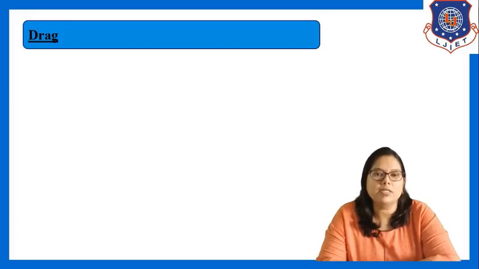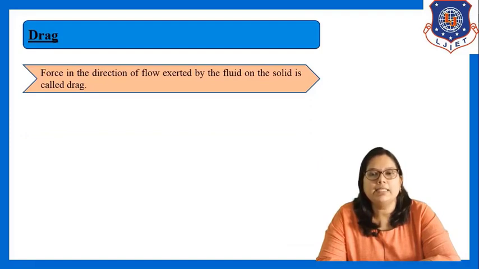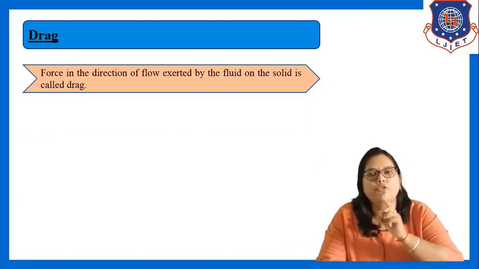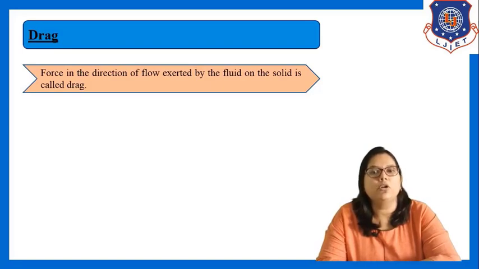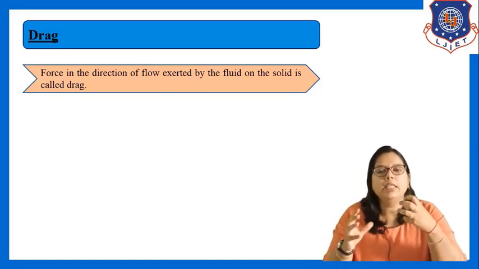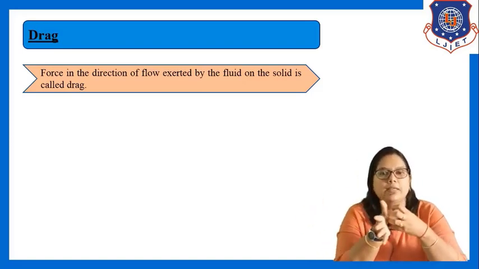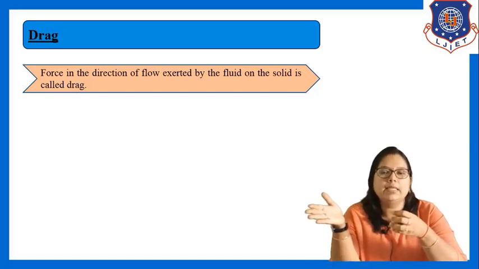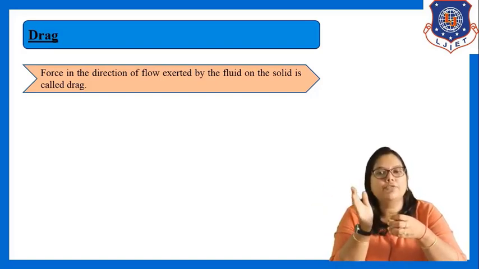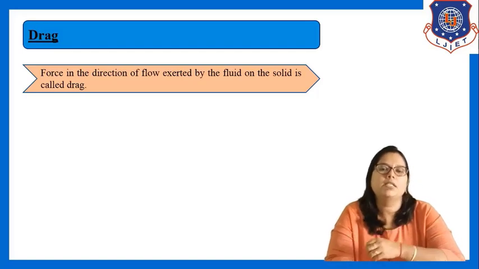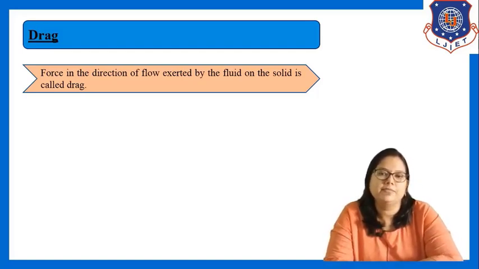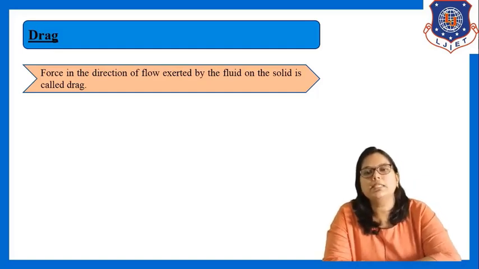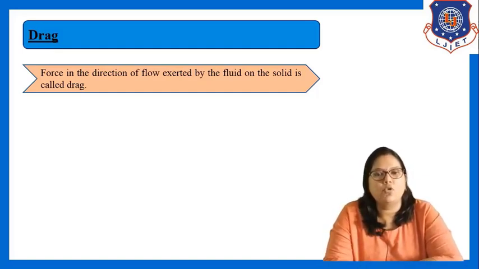So let us start with the first term, which is known as drag. Basically, drag is the force in the direction of flow exerted by the fluid on the solid. That means when there is a solid in the path of the moving fluid, the force in the direction of flow exerted by that fluid on that solid is called drag. So this is the definition of drag, the force in the direction of flow exerted by the fluid on the solid.